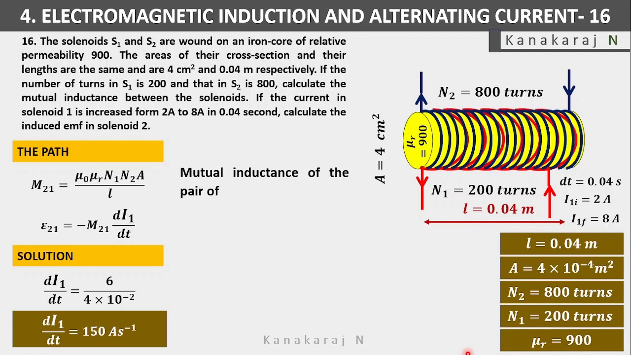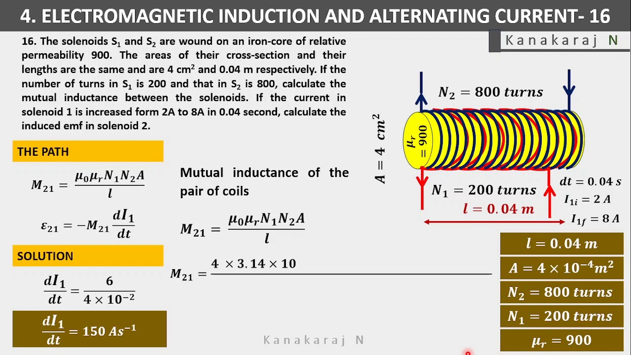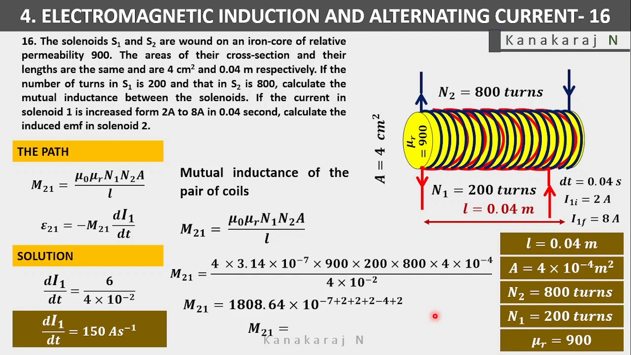This is also required data for our formula. So let us find the mutual inductance of the pair of two solenoids. So M21 equals mu naught mu r N1 N2 A by L. Let us substitute mu naught, 4 into 3.14 into 10 power minus 7. Let us substitute mu r, it is 900. N1, it is 200. And N2, it is 800. And the area is 4 into 10 power minus 4. And the length is 4 into 10 power minus 2. Right? All are in SI unit. It's a simple calculation. 4 cancels, 10 power minus 2 will go to the numerator as 10 power plus 2. Then it's a linear multiplication. So we get the mutual inductance of the pair of solenoids equals 1.81 Henry.